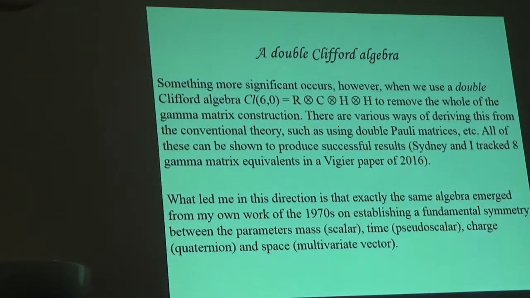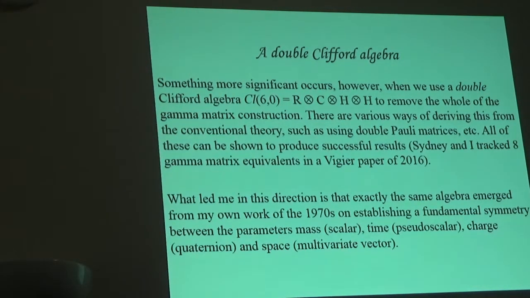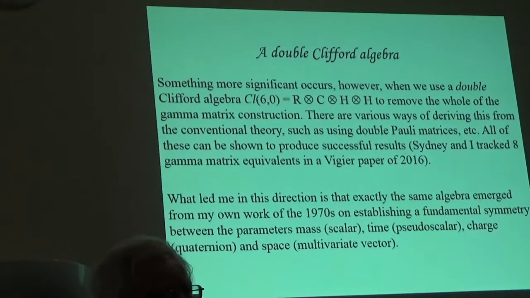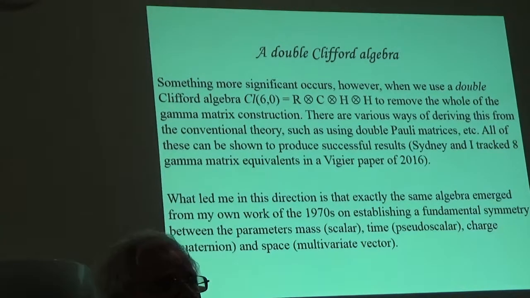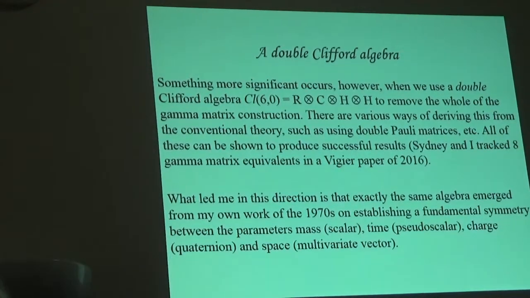Not discrete mass yet. So we had a scalar and a pseudo-scalar for time, a quaternion for charge, and a multivariate vector for space. The only thing that was peculiar about that was using the quaternion for charge. Because many people would say, what's this quaternion? Well, I say there's 3 types of charge, electric, strong and weak. There are 3 sources other than gravity. And those 3 can be described by a quaternion.